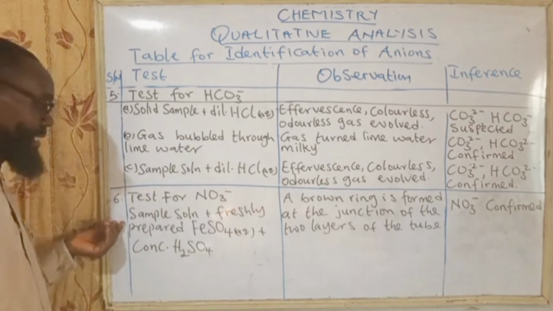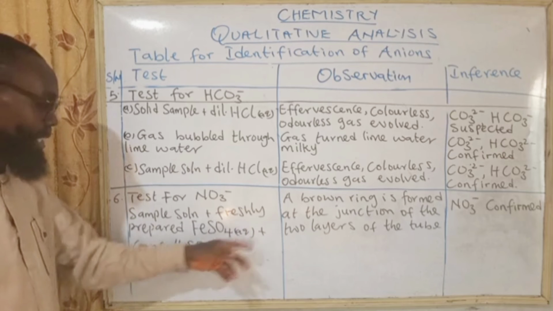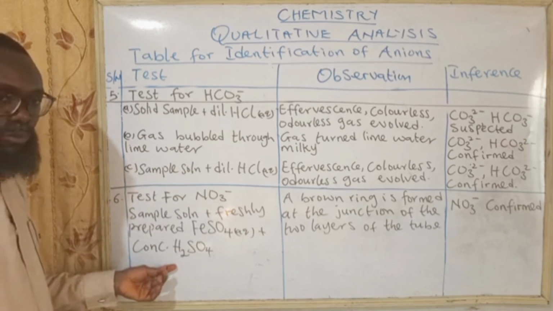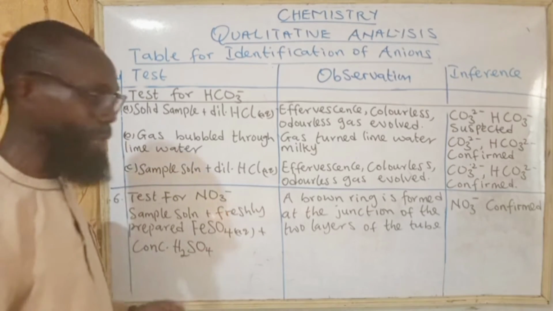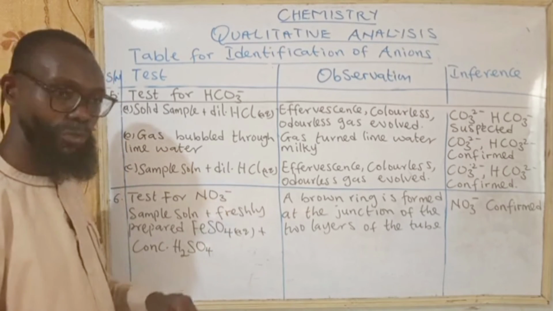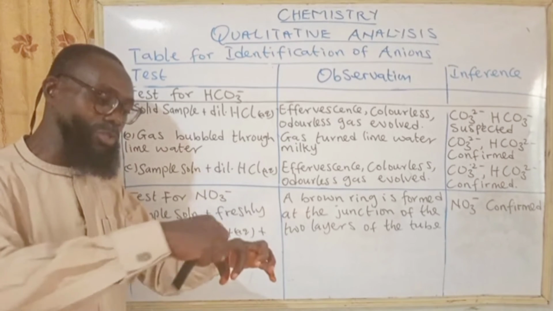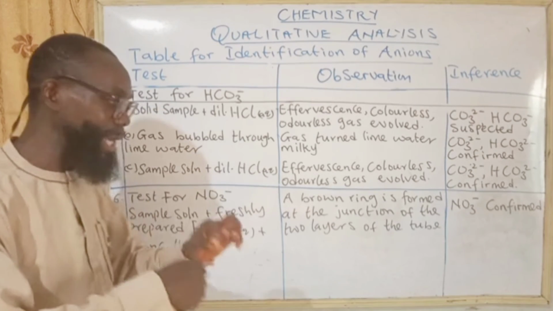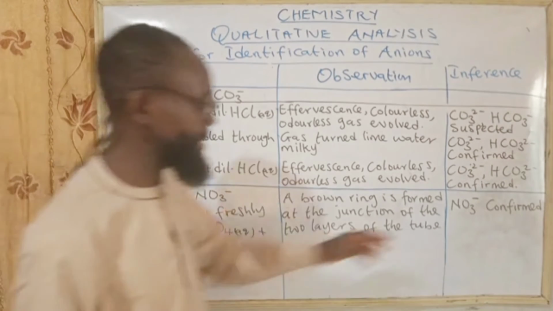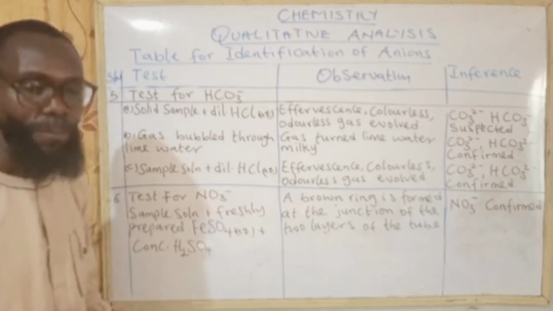This is the last aspect, number 6, test for NO3 minus. The sample solution given to us plus freshly prepared iron II sulfate plus concentrated H2SO4. To perform this experiment, we are going to slant our test tube. After the addition of freshly prepared iron II sulfate, to add your H2SO4, you slant your test tube. So when you are adding it, there's going to be a brown ring at the mouth of the test tube. That inference is that NO3 minus confirmed. That solution contains NO3 minus.